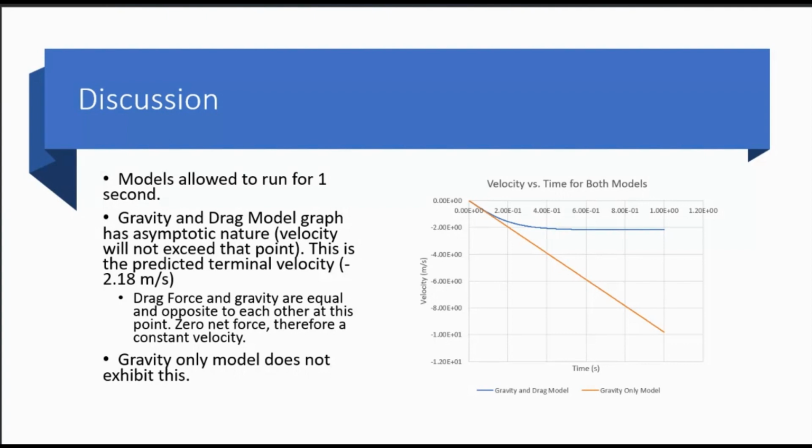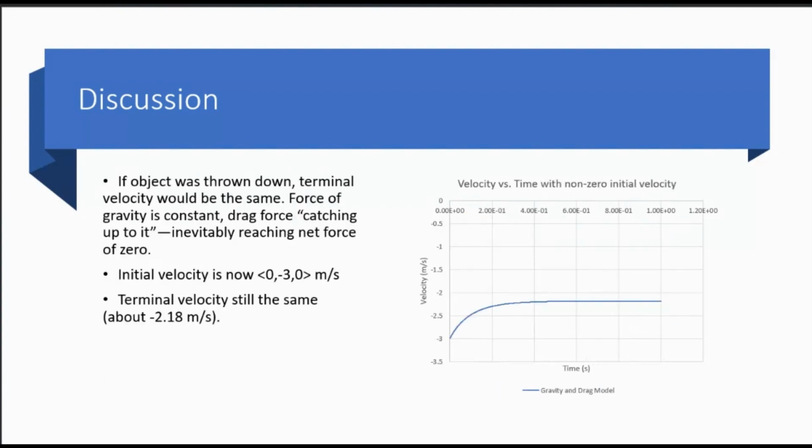Additionally, if the object was thrown down, the terminal velocity would still be the same. The force of gravity is constant, and the drag force is catching up to it, so the net force will inevitably be 0. As seen in the graph, the initial velocity is now negative 3 meters per second in the y direction. The terminal velocity is still the same.